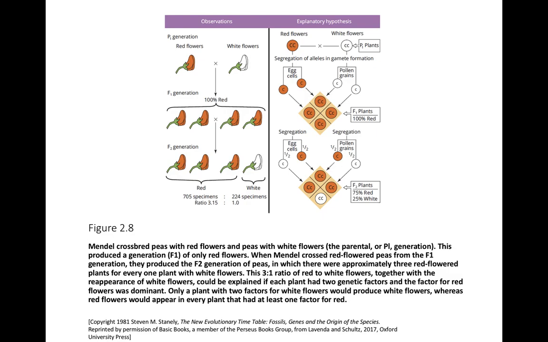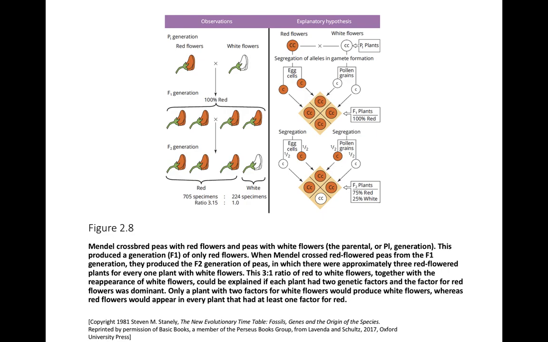When we explain this, we talk about this discrete unit. So these red flowers have the alleles big C, big C. The white flowers have the alleles little c, little c. When the first generation is crossed, you end up with all of the offspring as heterozygotes, meaning they've got 1 big C inherited from the mother and 1 little c inherited from the father. Then when you cross heterozygotes, you get an appearance ratio of 3 to 1, but you get a genetic ratio of 1 to 2 to 1.